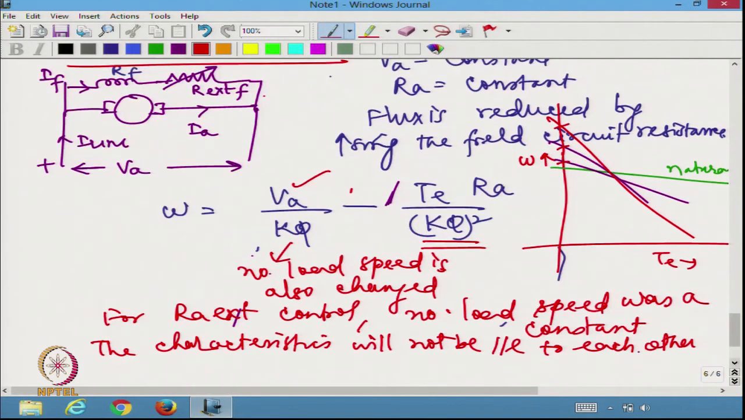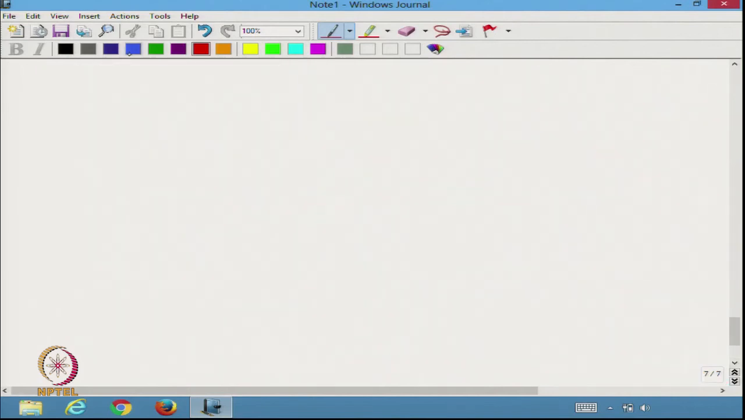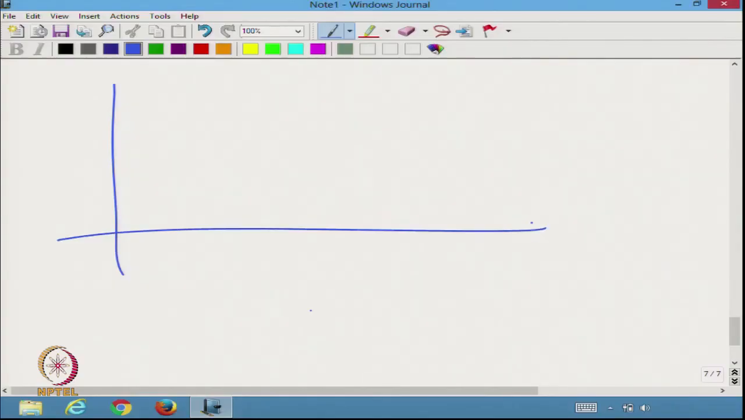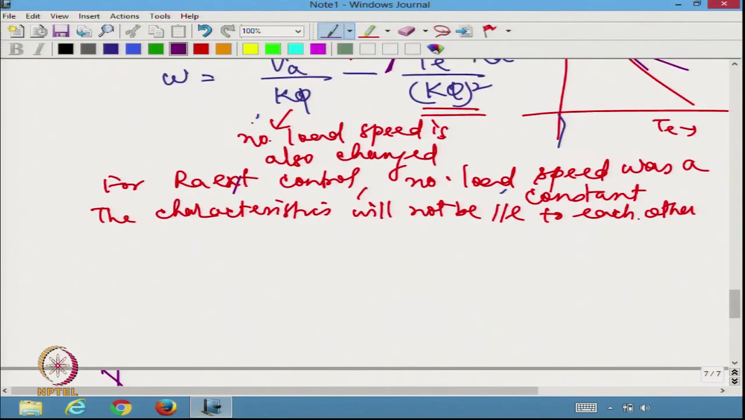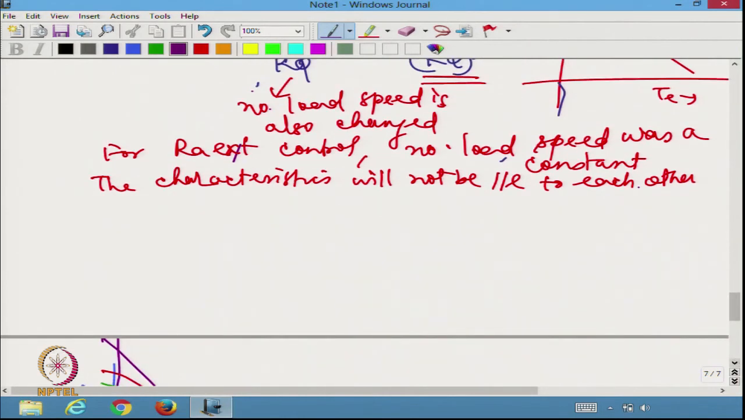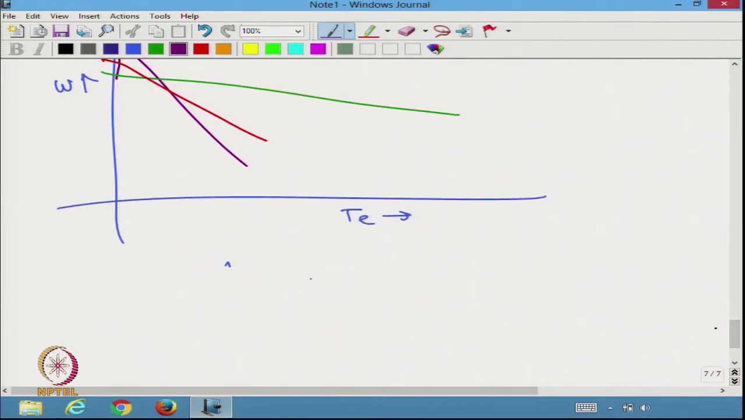So, I would say if I have to show the characteristics, basically I should show it as though this is omega, this is the torque, and the natural characteristics are somewhat like this. Now, for some other reduction in the field, I may have another characteristic like this, and so on. So, I will have basically the characteristics somewhat like this for the field flux control.